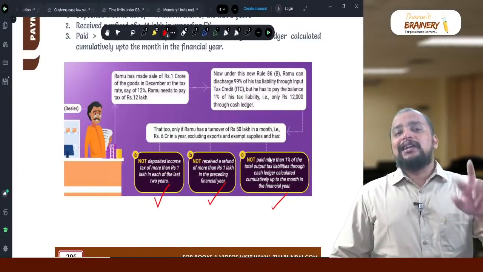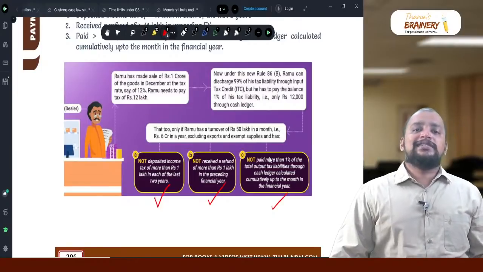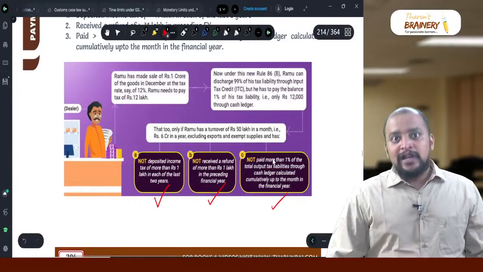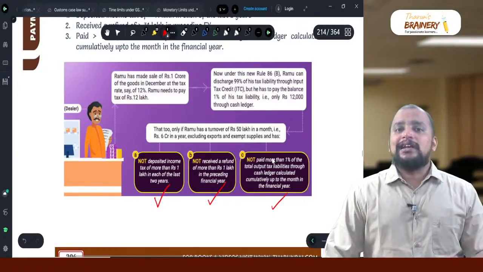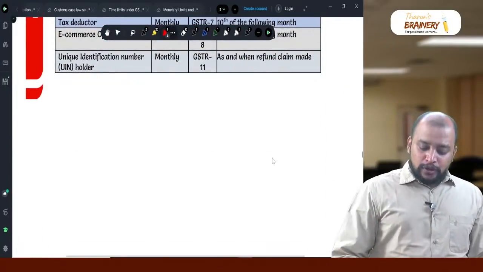So then only 86B is not applicable. Suppose if it is a refund of any other case, that is, a refund on account of export upon payment of IGST, then 86B will be applicable.